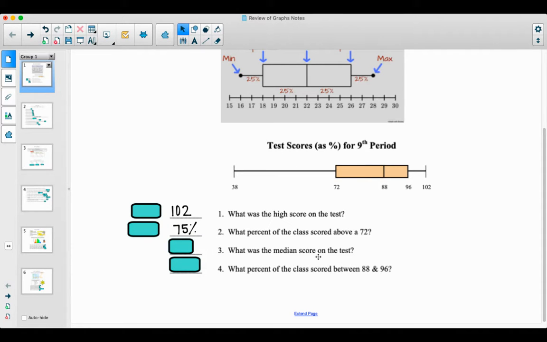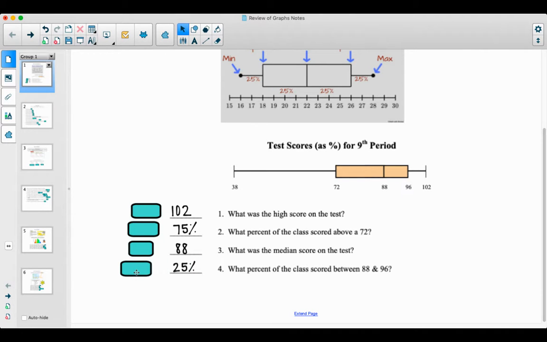What was the median score on the test? Well, that median score is that middle number. That middle spot right there is going to get me 88. And what percent of the class scored between 88 and 96? We talked about how each part is made up of 25%. So here we get 25%.